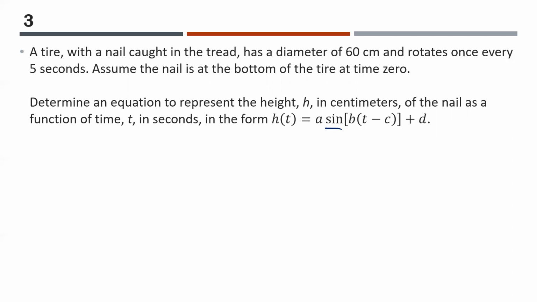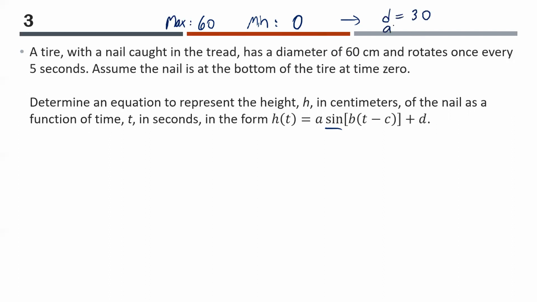So first things first on this one, we gotta think a little bit logically. Notice it's a tire with a diameter of 60 centimeters. Generally speaking, we can reasonably assume that the tire is going to be rolling on the ground. So our maximum height of our nail is going to be 60 centimeters off the ground, and its minimum will be 0, because again, hopefully it's actually rolling on the ground. Because of this, we can figure the average of these two to find the d value. D is therefore going to equal 30.